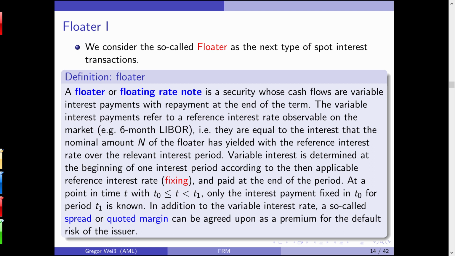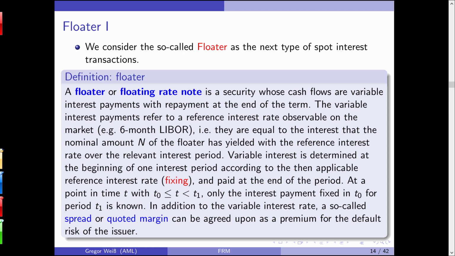Assume that the interest rate is paid out every half year, every 6 months. And the next payment is due on the 1st of July. So what will happen is, on June 30th, we'll get the last interest payment, and on July the 1st, we'll fix the interest rate that will be paid out in December at the end of the year.